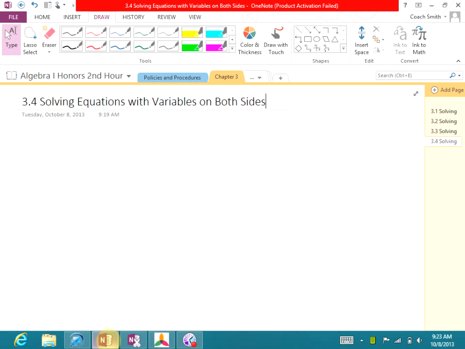All right, 3.4. As I stated, all the stuff we talked about yesterday is just a precursor to what we're going to do in the next few sections. So let's look at some equations with variables on both sides of the equation. Let's look at this one here. Negative 2m is equal to 16m minus 9.